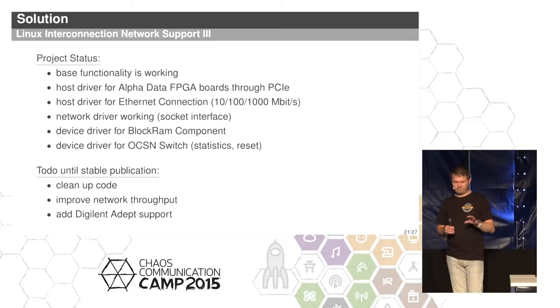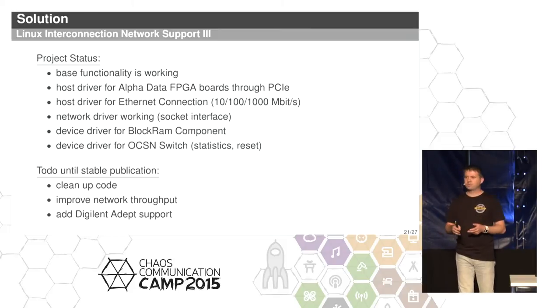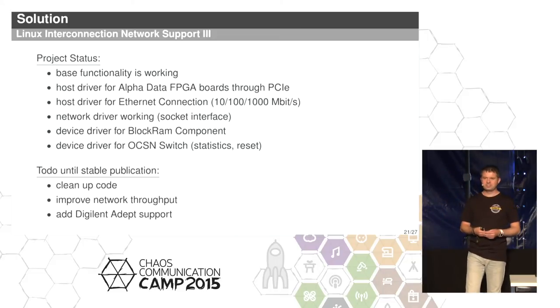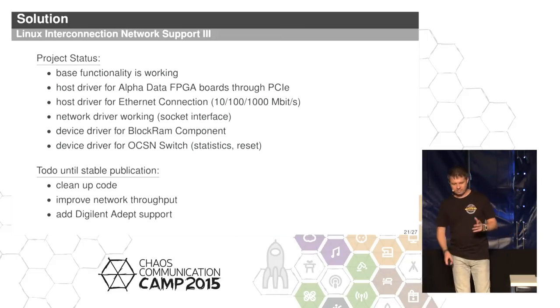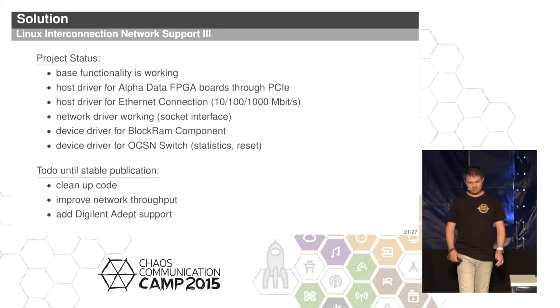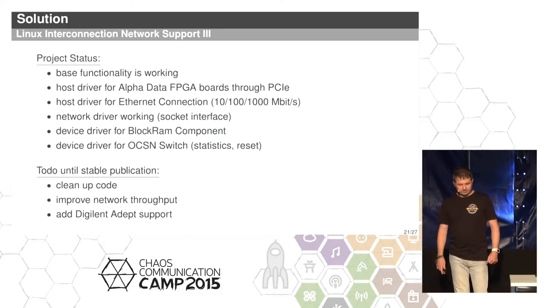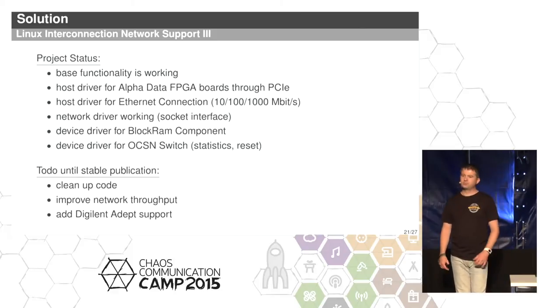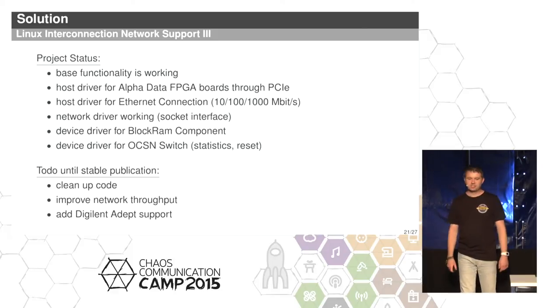I think I have a big problem at the moment at one point, because if I'm using the PCI Express interface, I only get 200 kilobits of data through, but I should get at least 8 gigabits through it. So I have to look where the fault is. And I want to use Digilent Adept support, so I can use all the Nexys 3 and Atlys boards very easily.